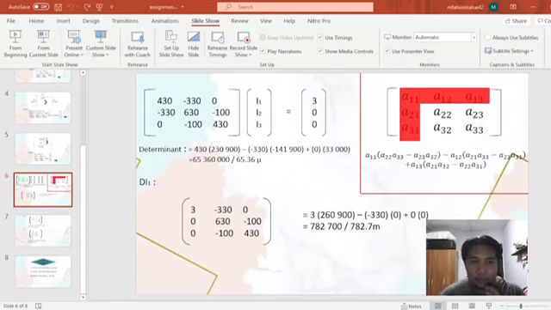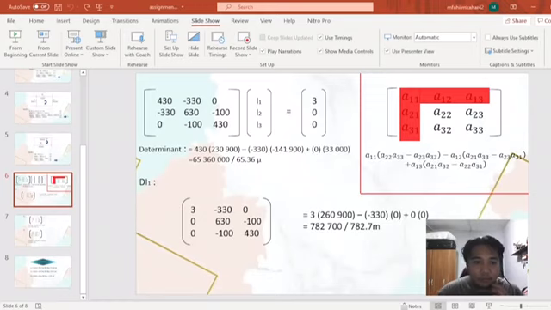Back in equation 3, we have changed the equations into matrix form: a 3 by 3 matrix, the matrix of unknowns, and the answer matrix. Based on the values of the 3 by 3 matrix, to find the original determinant, 430 multiplied with 230,900, minus negative 330 multiplied with negative 141,900, plus 0 multiplied with 33,000. The original determinant is 65,360,000, or in simple form 65.36 micro.